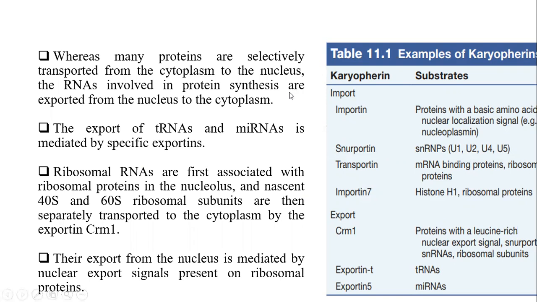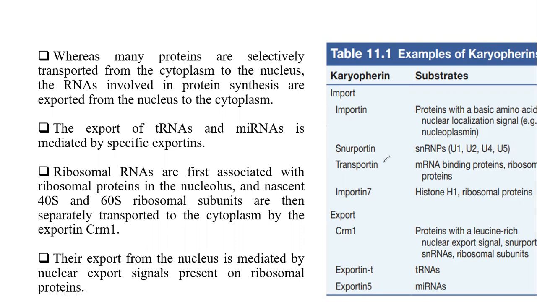इसका मतलब क्या? Nucleus से हमने RNA, चाहे rRNA हो, tRNA हो, mRNA हो, everything needs to be transported to the cytoplasm. The export of tRNAs and mRNAs is mediated by specific exportins. Ribosomal RNAs are first associated with ribosomal proteins in the nucleolus, and nascent 40S and 60S are then separately transported to the cytoplasm by the exportin CRM1.